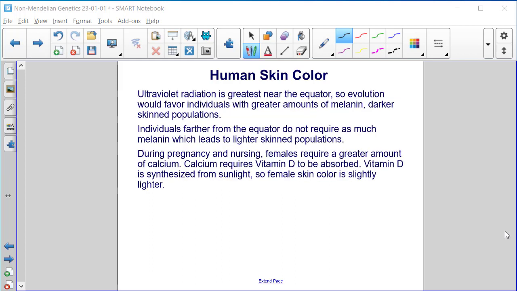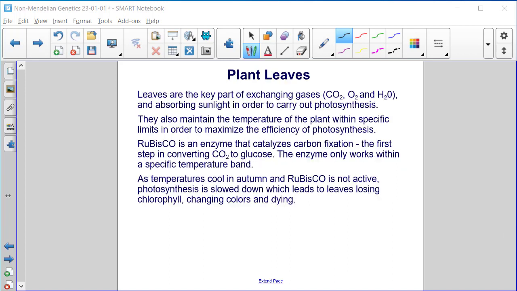Ultraviolet radiation is greatest near the equator, so evolution would favor individuals with greater amounts of melanin, darker-skinned populations. Individuals farther from the equator do not require as much melanin, which leads to lighter-skinned populations. During pregnancy and nursing, females require a greater amount of calcium. Calcium requires vitamin D to be absorbed. Vitamin D is synthesized from sunlight, so female skin color is slightly lighter.